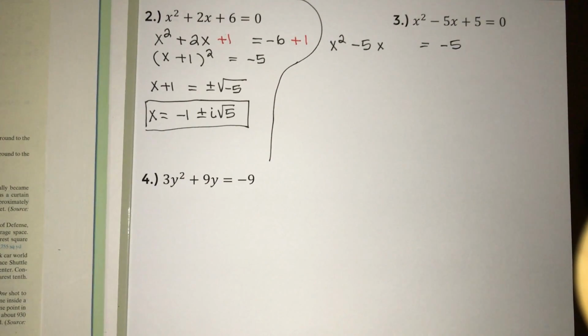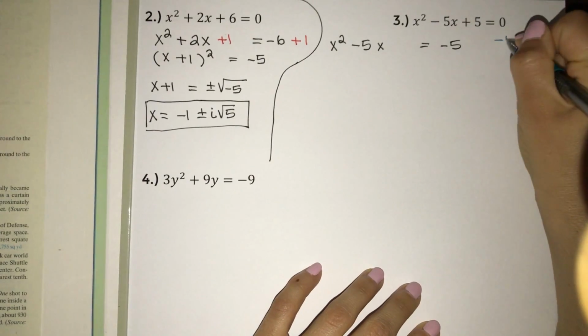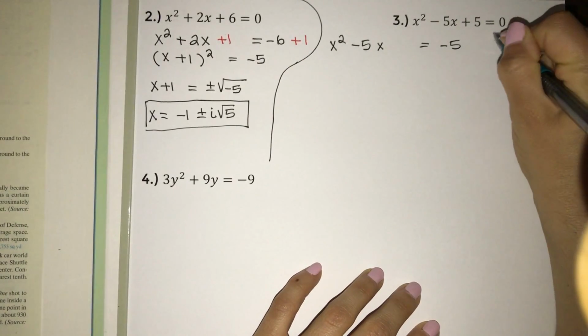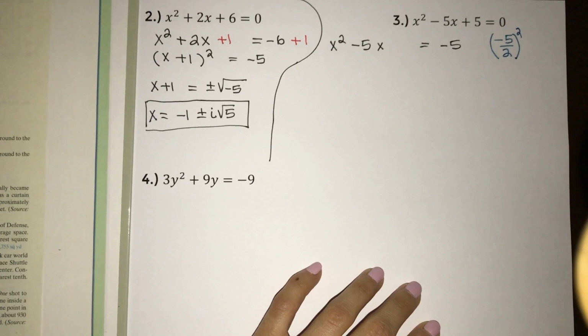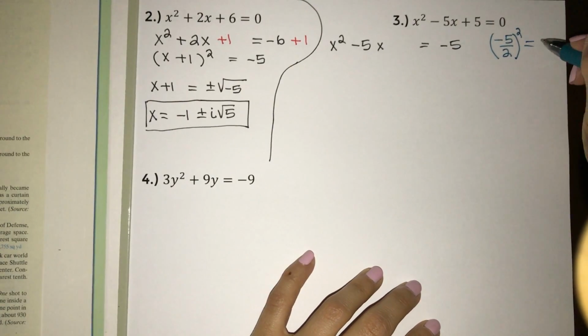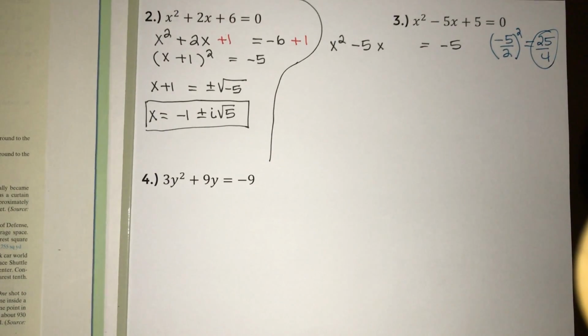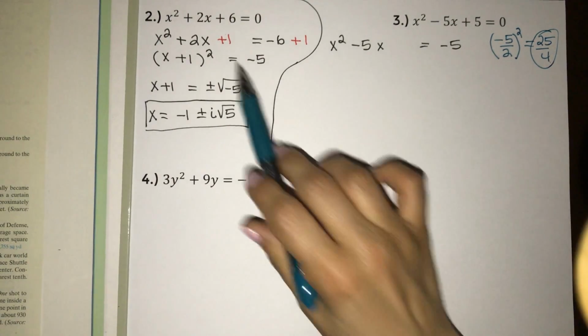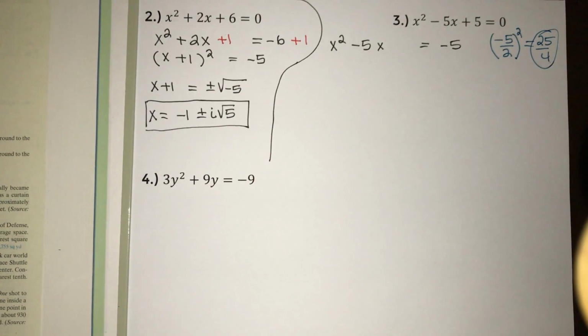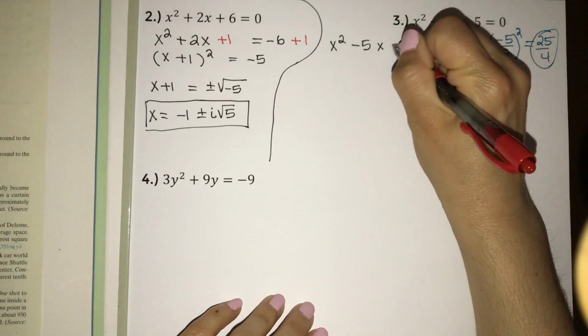So I have that. Now b is negative 5. So I'm going to write negative 5 over 2 squared. And that's going to give me positive 25 over 4. This is what we need to add to both sides of the equation. So in this case, instead of adding 1, we're adding a fraction, but that's okay. We just need to get a common denominator. So we're going to add 25 over 4 to both sides.